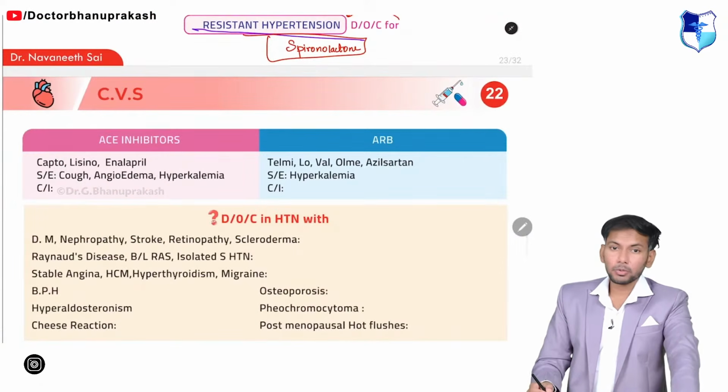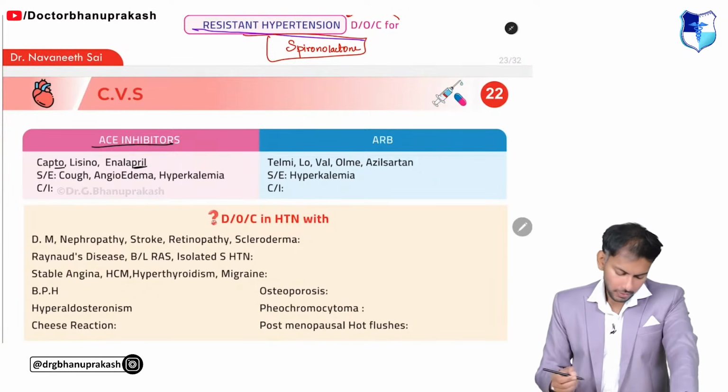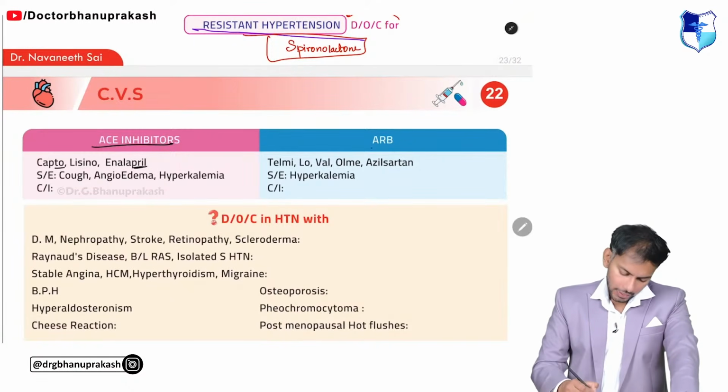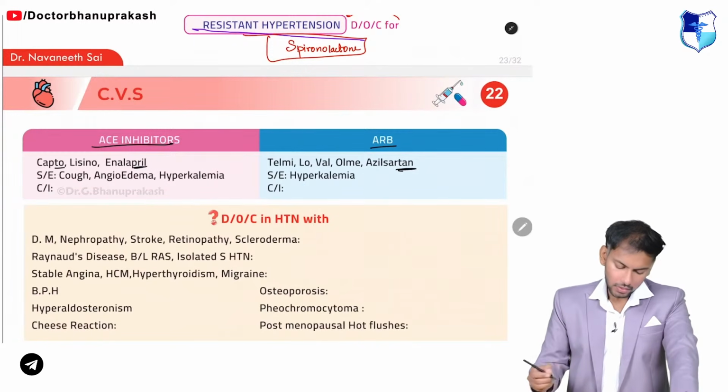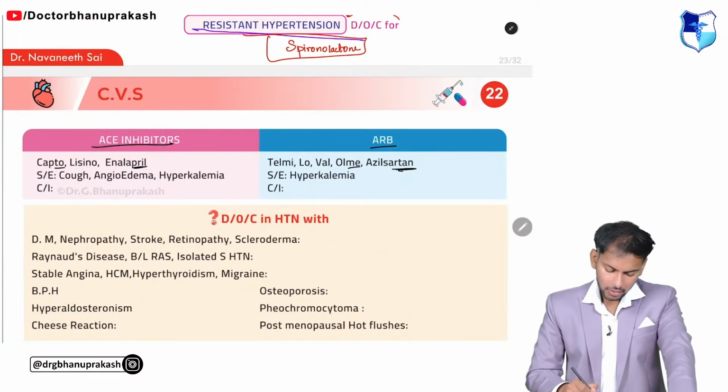Now, coming to the drugs. Yes, ACE inhibitors. What are they ending with? All of them are prils. Captopril, lisinopril, enalapril. ARBs, these are sartans. Telmisartan, losartan, valsartan, azilsartan and olmesartan.